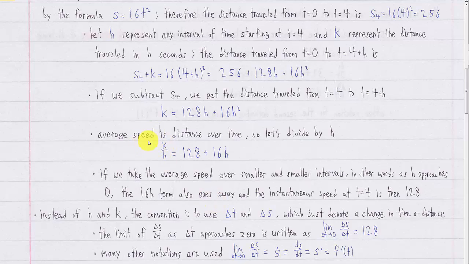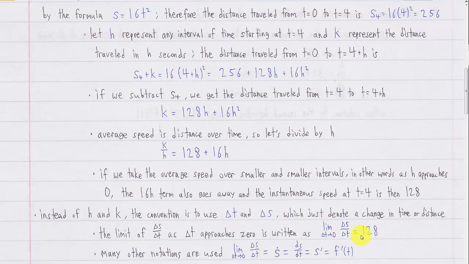Here we took the limit as h approaches 0 of k over h. We can write that as the limit as delta t approaches 0 of delta s over delta t, and that is equal to 128, which is the instantaneous speed. Other ways we can write this, besides the limit as delta t approaches 0 of this, is the s with a dot over it, though you don't see this one much, or ds over dt, s prime, this dash is called prime, or f prime of t.